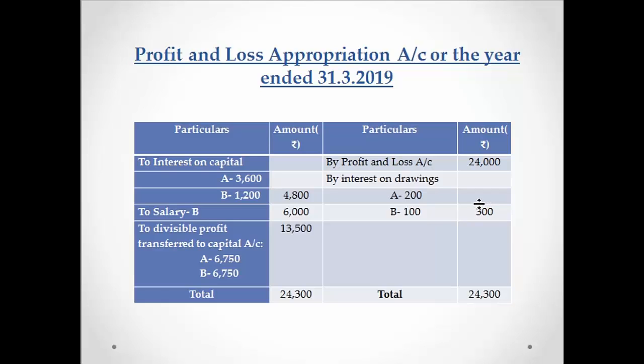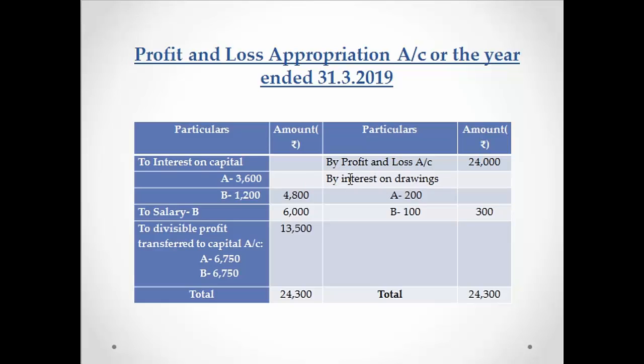Once again I repeat, as far as the profit and loss appropriation account is concerned, it always starts with the amount of net profit, which is taken from the profit and loss account. So I am starting with by profit and loss account, and the profit amount which is taken directly from the question is 24,000 rupees. The next item to be taken to the credit side is by interest on drawings.